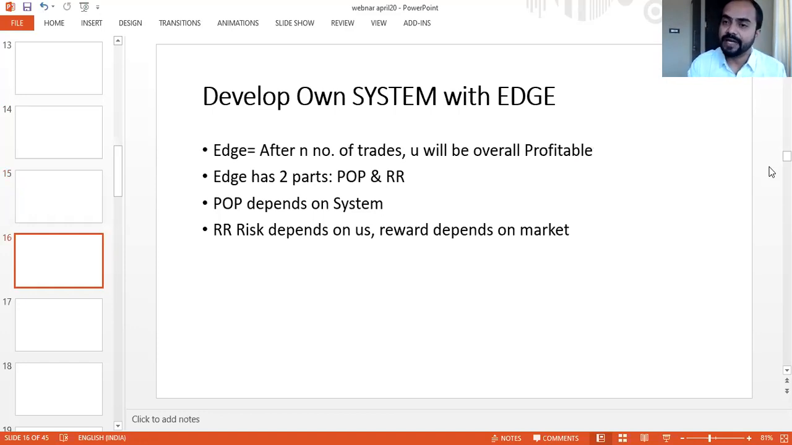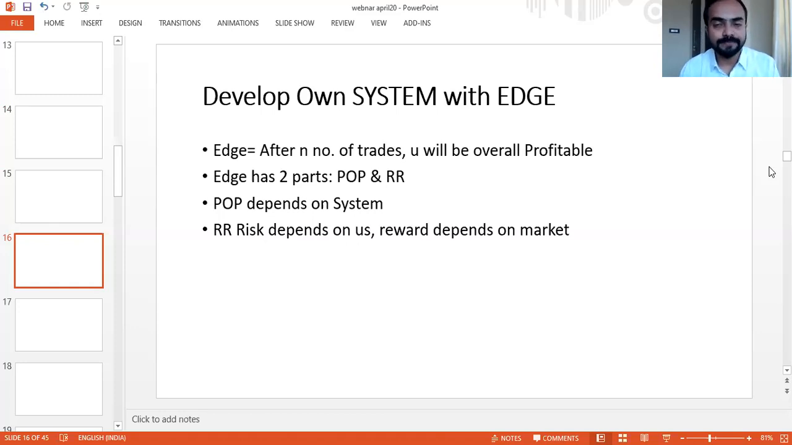Develop your own system with edge. This is the next part. Now you start trading, but how do you trade? You have to develop your own system which has an edge. Now I will tell you what an edge is. Edge means that after taking n number of trades, you will be profitable overall. Suppose I take 10 trades. If I have an edge, I know that after 10 trades, I will be profitable. This is the meaning of edge.